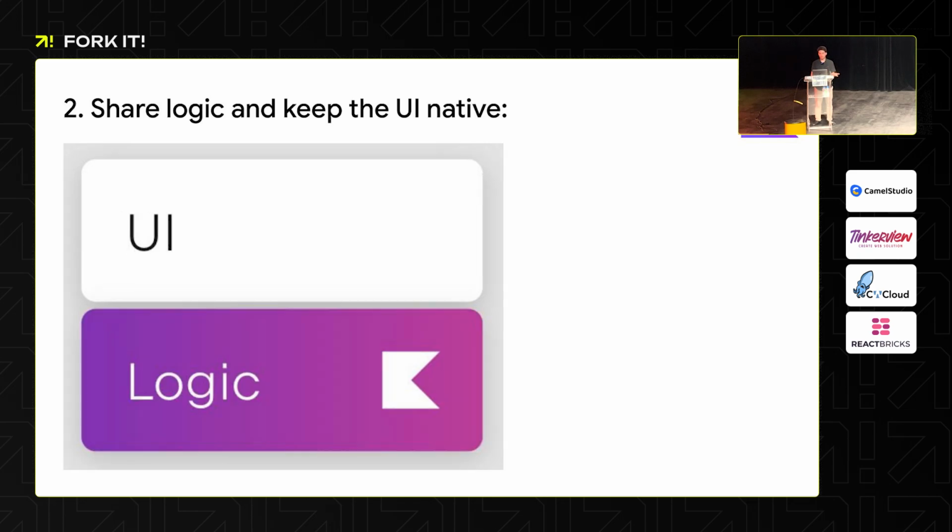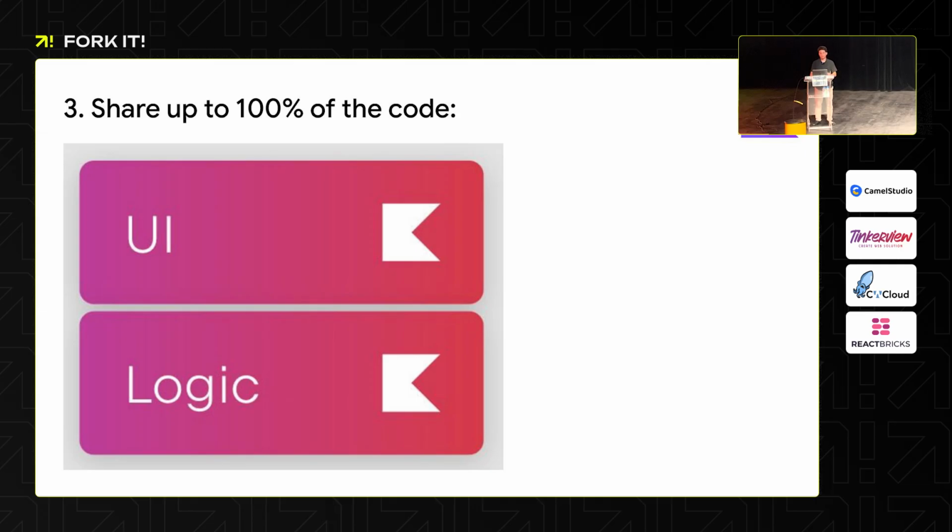You can share all the logic and keep the UI native. So you can have two native applications, and you just share the logic with Kotlin Multiplatform. And you can also go and share 100% of the code and share the UI and the logic. So it's a bit more flexible, and this helps teams to adopt Kotlin Multiplatform for their existing apps.